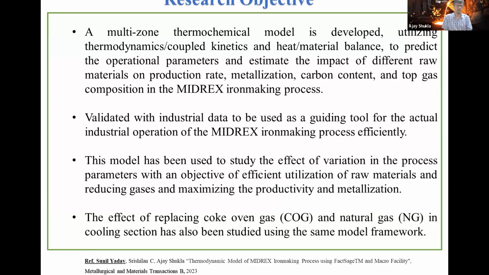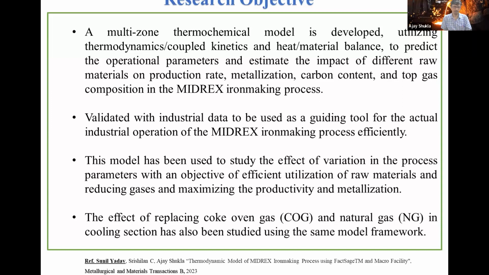So again, for this work also, a multi-zone thermochemical model was developed utilizing thermodynamics and coupled kinetics and heat and material balance to predict the operational parameters and estimate the impact of different rates of materials on production rate, metallization, carbon content, and top gas compositions for the mid-range iron making process. It was validated with industrial data to be used as a guiding tool for the actual industrial operation of the mid-range process, and we found good agreement with the industrial data results. This model has been used to study the effects of variation in process parameters with an objective of efficient utilization of raw material and reducing gases. Basically, the objective was to maximize the production and metallization.